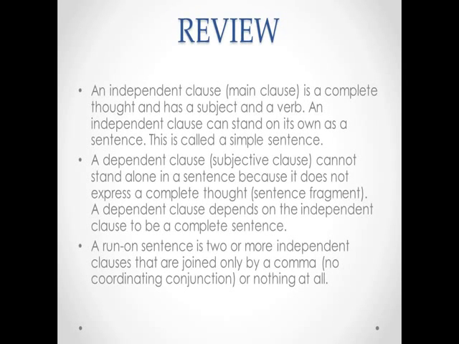So to review, an independent clause, a main clause, is a complete thought and has a subject and a verb. An independent clause can stand on its own as a sentence, and this is called a simple sentence. A dependent clause, a subordinate clause, cannot stand alone in a sentence because it does not express a complete thought. It is a sentence fragment. A dependent clause depends on the independent clause to be a complete sentence. And lastly, a run-on sentence is two or more independent clauses that are joined only by a comma, no coordinating conjunction, or nothing at all.